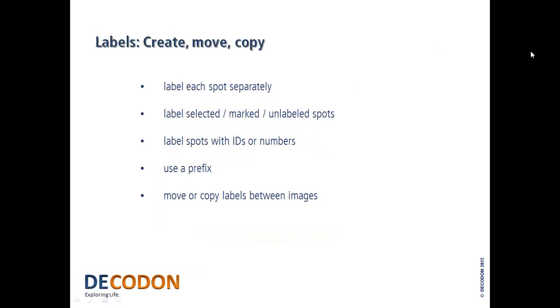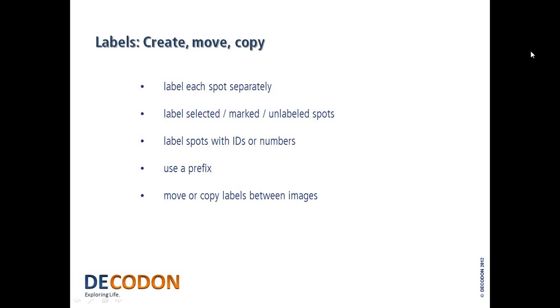First, in this webinar, we'd like to create labels for the spots of interest. So you can label each spot separately, every single spot on a certain image, but you can also label all the selected spots, all the marked spots, or all the not yet labeled spots at once. Doing this automatically means you just attach spot IDs or spot numbers as labels to the spots. This can also be completed by using a prefix. You can define a certain string which is then followed by the number.